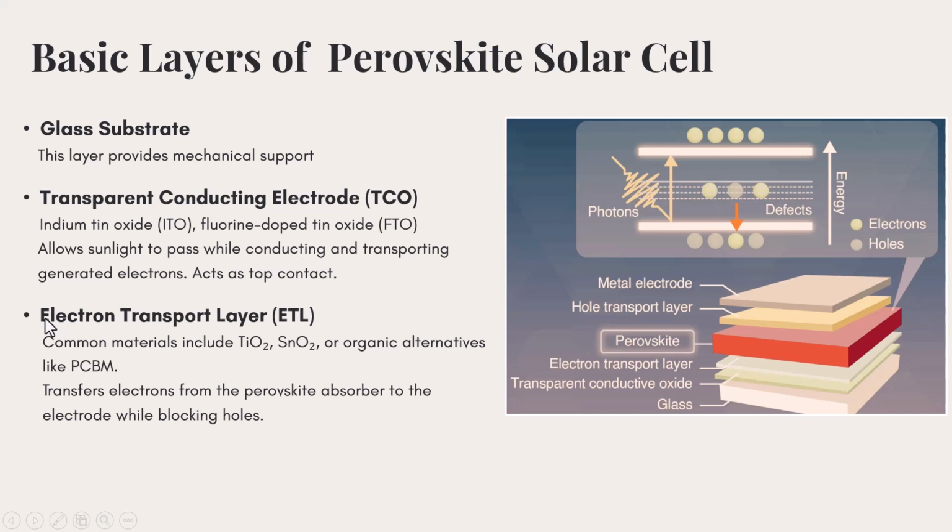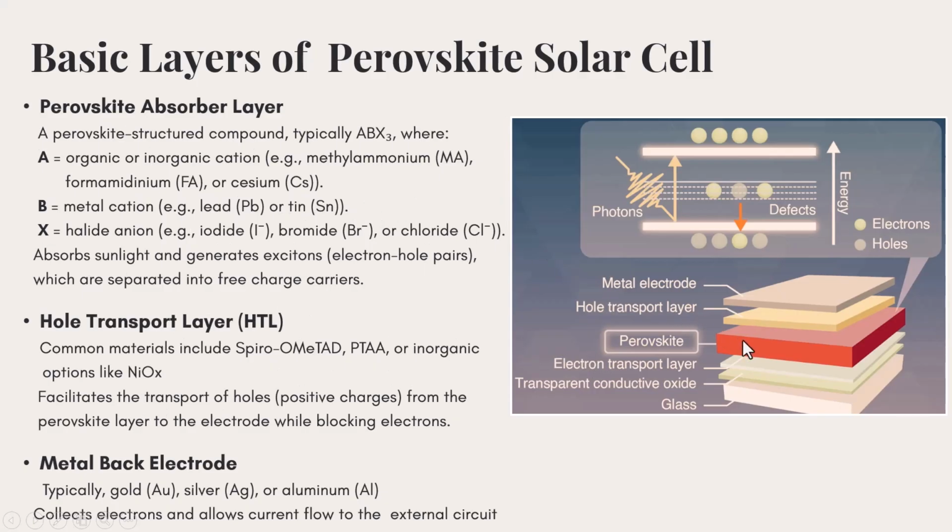Now, the next one is the electron transport layer. The electron transport layer transfers electrons from the perovskite absorber to the electrodes while blocking the holes. Typically, the electron transport layer is made up of tin dioxide or titanium dioxide. Alternatively, we have organic alternatives like the PCBM.